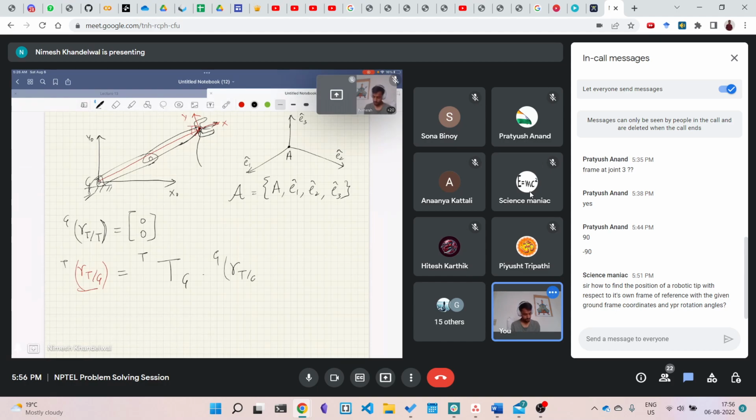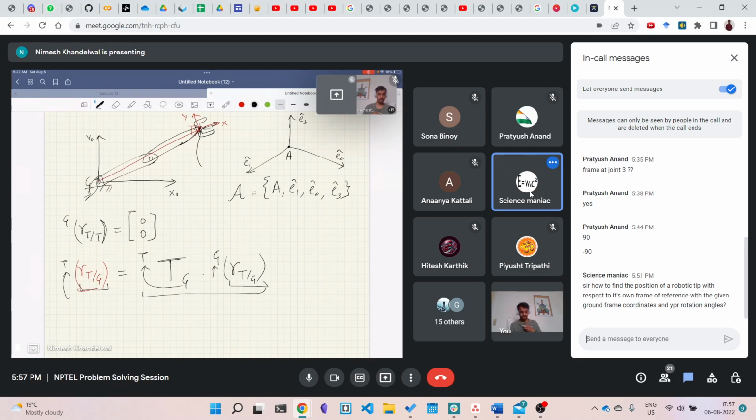Do you remember this? If I have a vector represented in some frame, I can multiply it by the transformation matrix that takes from one frame to the other frame, and the result of this multiplication will give me the representation of the same vector in the other reference frame.